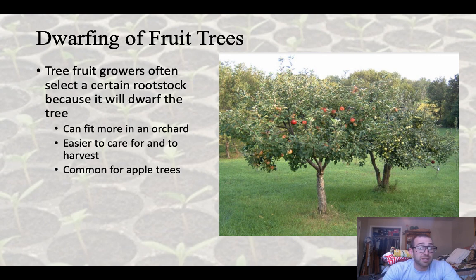So one of the things that is common in orchards is that they will graft varieties of apples onto dwarfed rootstock. Right, so your resulting tree is going to be dwarfed. You're allowed by doing this, you can typically fit more trees in an orchard. It makes it way easier for you to care for and harvest the apples. In this case, I say apples because it's common in apple trees, but it's also other orchard trees as well.